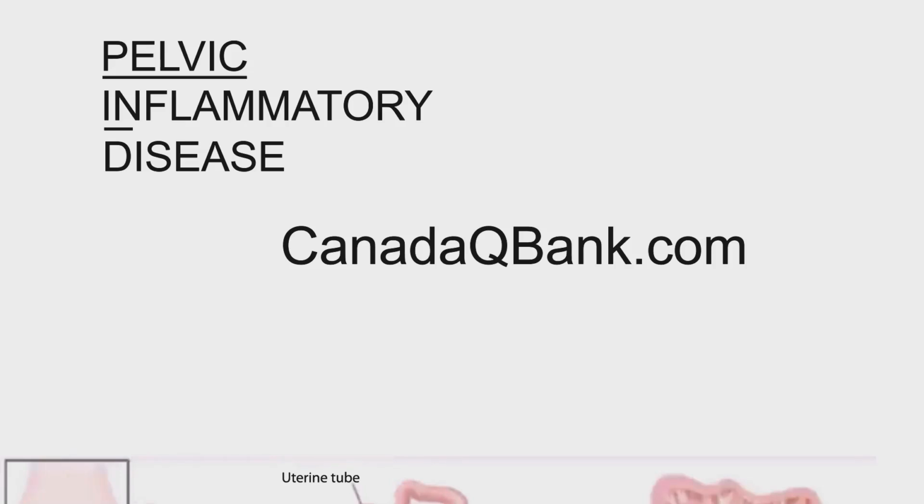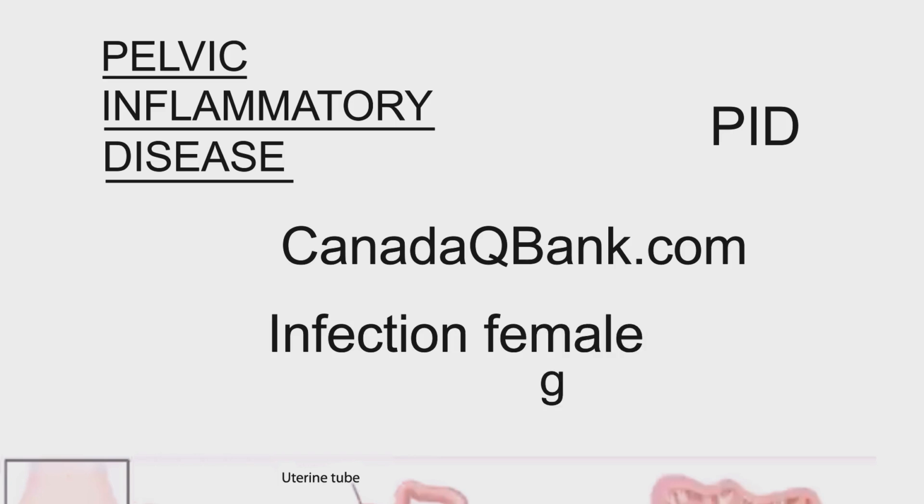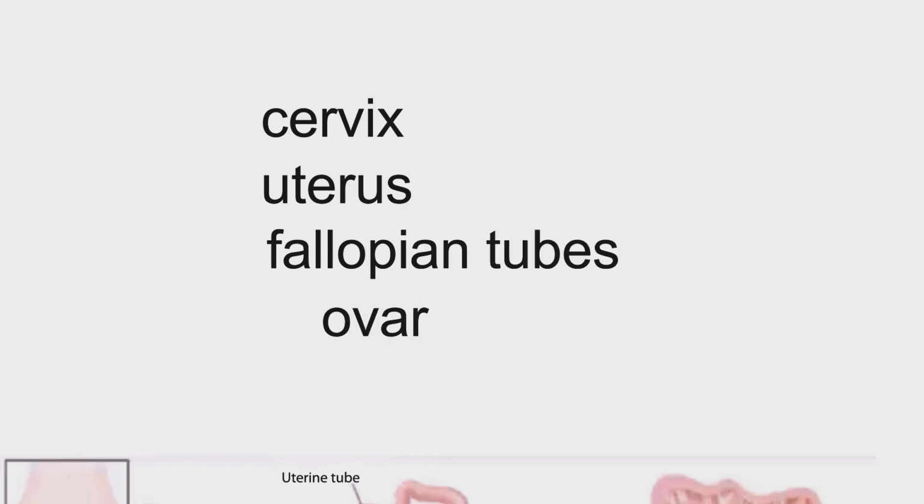Pelvic Inflammatory Disease, also known as PID, is the topic for this video. And pelvic inflammatory disease is basically an infection of the female genital tract, and it can affect a large number of parts of that genital tract, and those include the cervix, uterus, fallopian tubes, and also it can infect the ovaries.